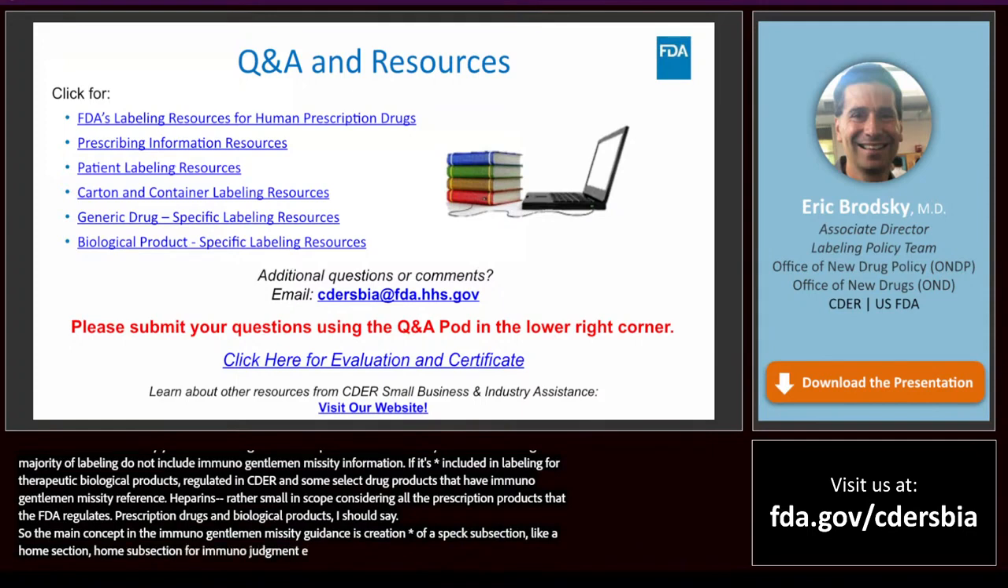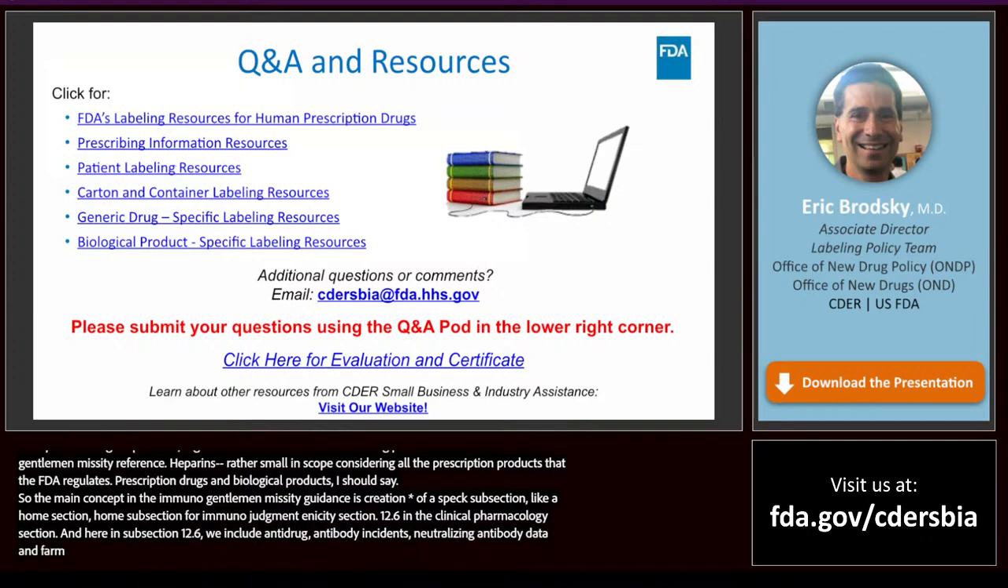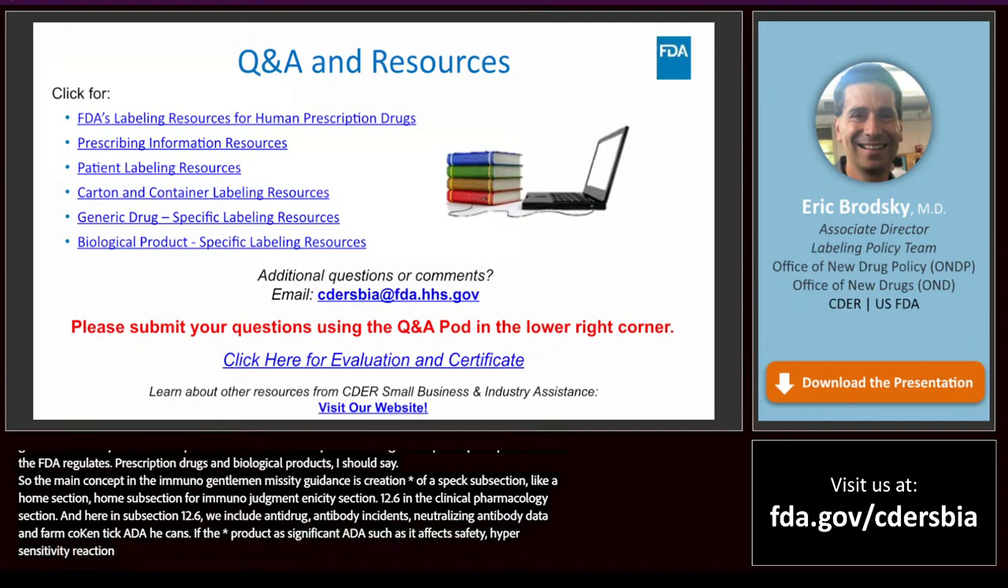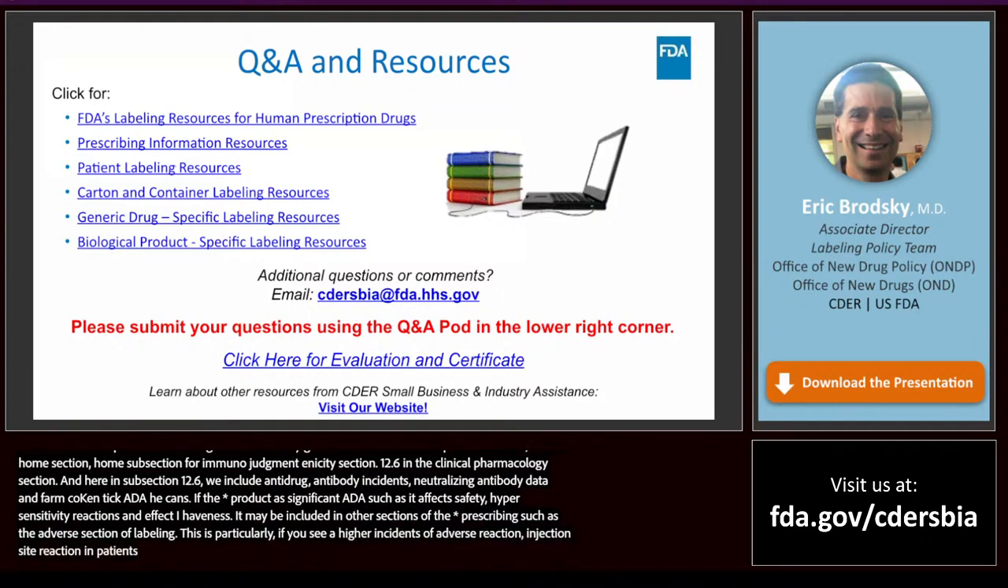And that's subsection 12.6. That's in the clinical pharmacology section. And here in subsection 12.6, we include anti-drug antibody incidence, we include titer, neutralizing antibody data, as well as pharmacokinetic ADA effects. Now, if the product has clinically significant ADA, such as it affects safety, like hypersensitivity reactions, or potentially effectiveness, such information may be distributed or included in other sections of the prescribing information, such as the adverse reaction section of labeling. This is particularly if you see a higher incidence of an adverse reaction, injection site reactions, infusion site reactions in patients who are ADA positive versus those that are ADA negative.